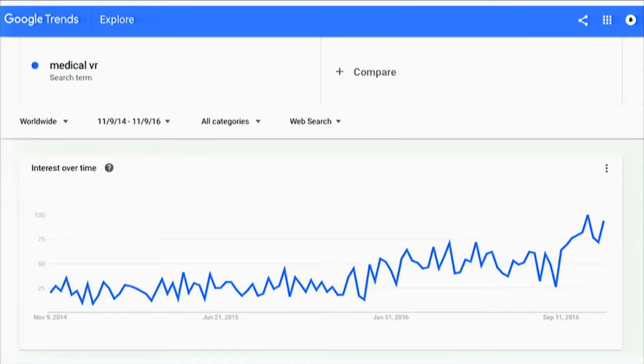And we looked at another one of these Google trends. The search over just the last 2 years, the interest in medical and VR has been really high. So I think you're seeing that this is only going to trend up.